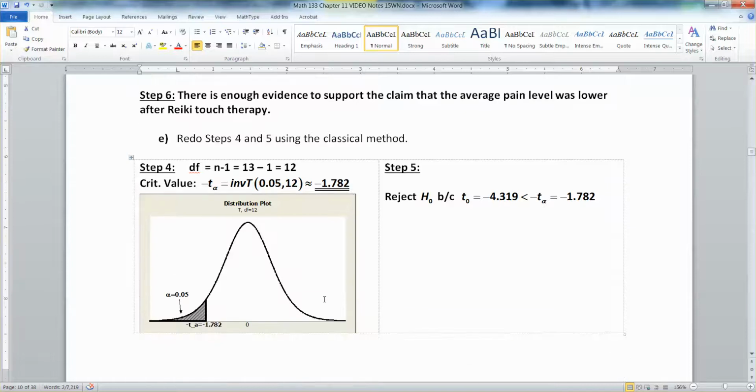All right, we're all done with this, and we now know how to run hypothesis tests by hand, either using the p-value or classical method.